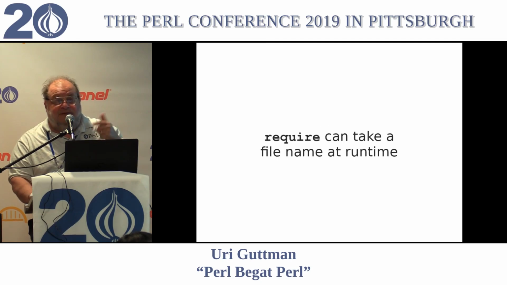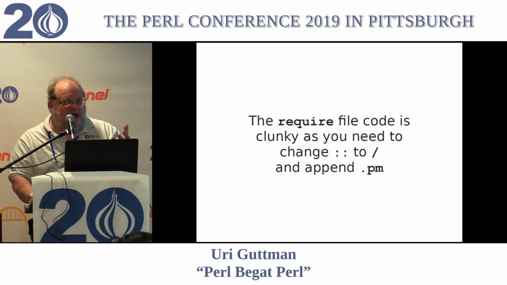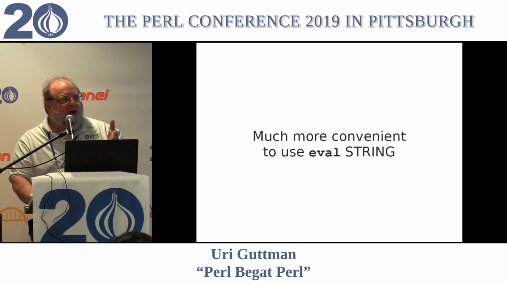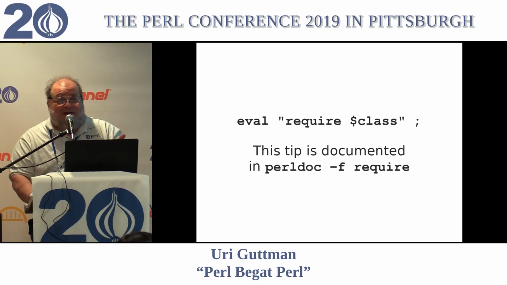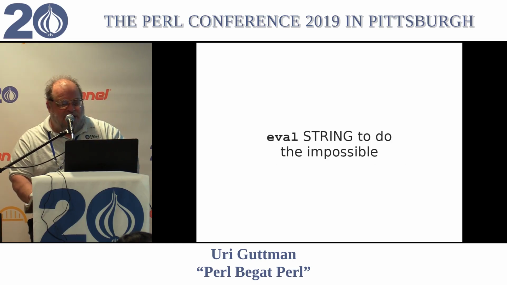So require could take a file name at runtime, but you have to take the class name and quote the colons, the slash, append .pm, and maybe do some other things. That's 3 or 4 lines of code. Annoying. So it's much more convenient to use an eval string, and this works beautifully. And I've done this many times. Who's seen this line of code before? Yeah. Okay. So that's the standard way. It's even documented as a way of doing it. So it's not an obscure, don't-do-this kind of thing. It's actually in the documentation for require.